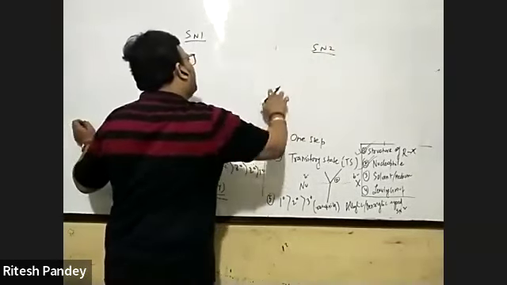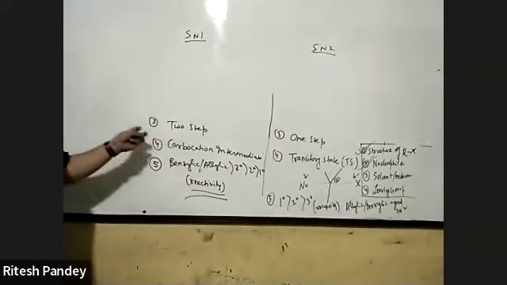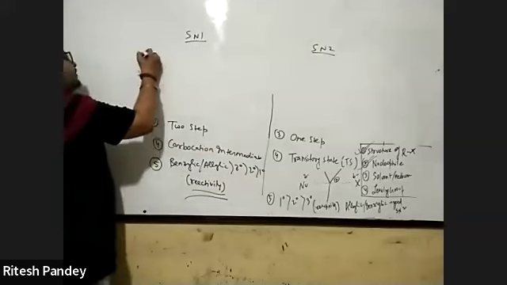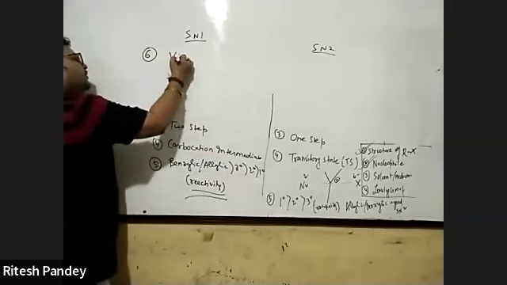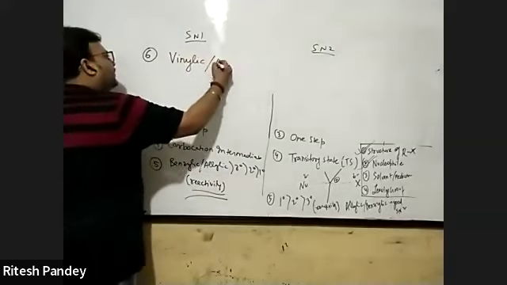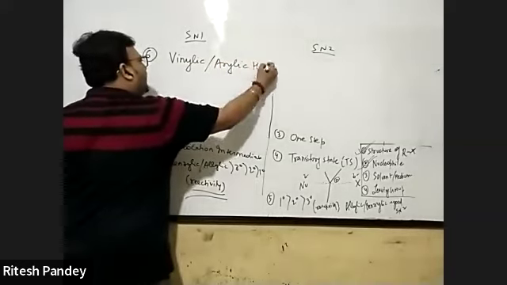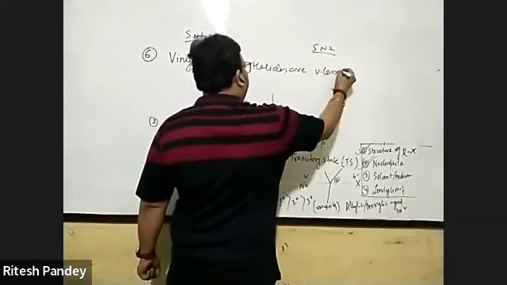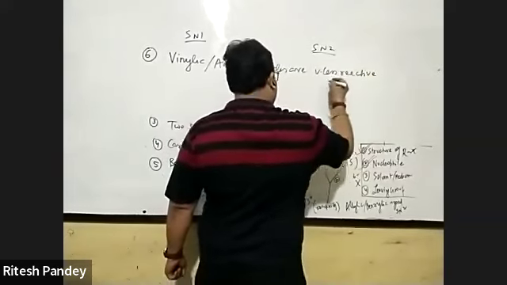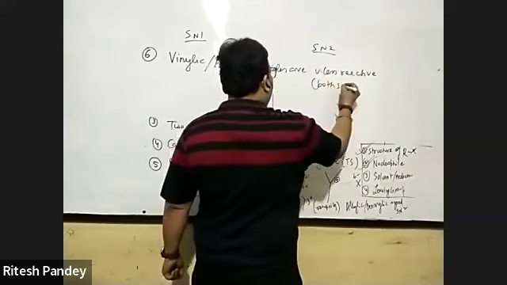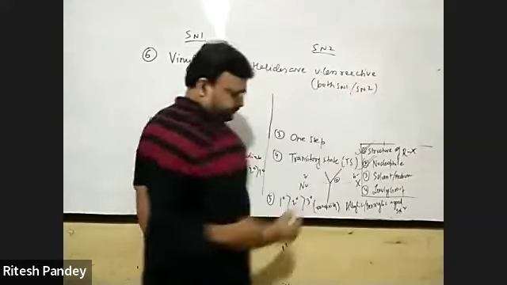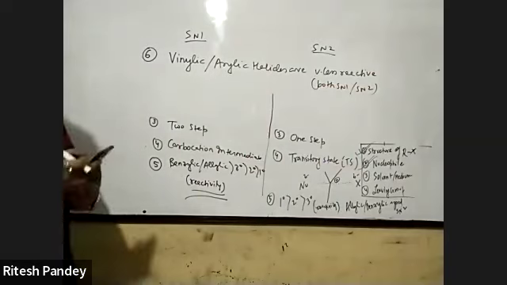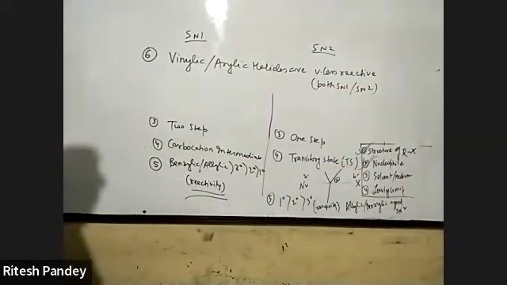There will be factors which will be common. Let's take up some common factors. Like benzylic allylic, I told you is a common factor. Let's take up a factor like vinylic arylic halides are very less reactive. Now this is for both Sn1 and Sn2. Vinylic and arylic halides are very less reactive both for Sn1 and Sn2.